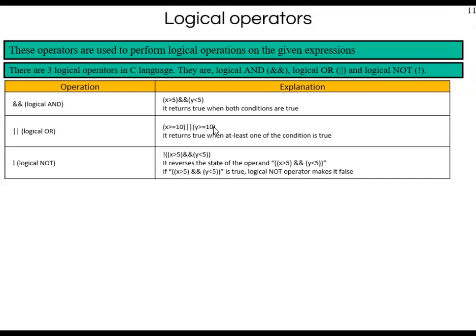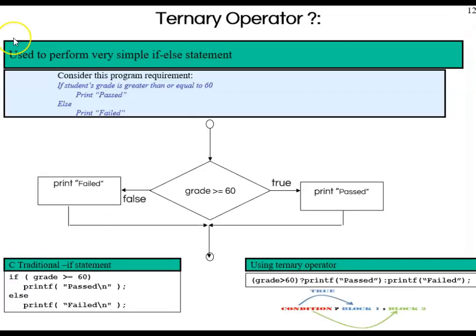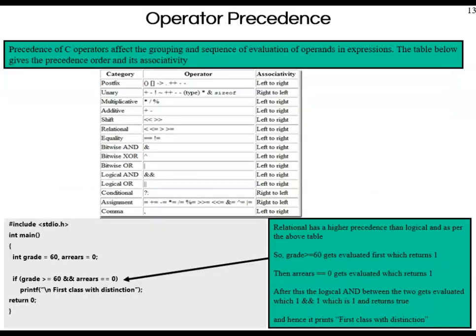NOT actually reverses. So if the condition x greater than 5 and y less than 5 is false, only then the statement evaluates to true or returns 1. So these are the three logical operators. We will look at relational and logical operators in greater detail in the conditional statements chapter, which is the immediate next chapter. The ternary operator is the last of the ones. We will look at this when we discuss the conditional statements because it's very closely related to the if and else statements.